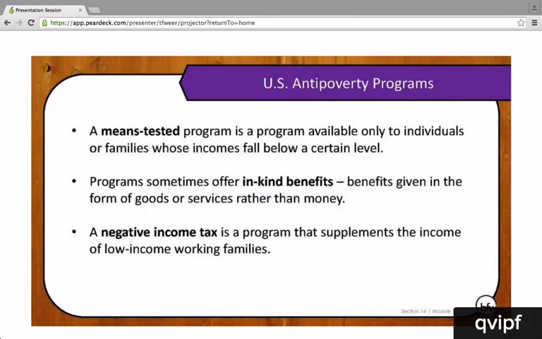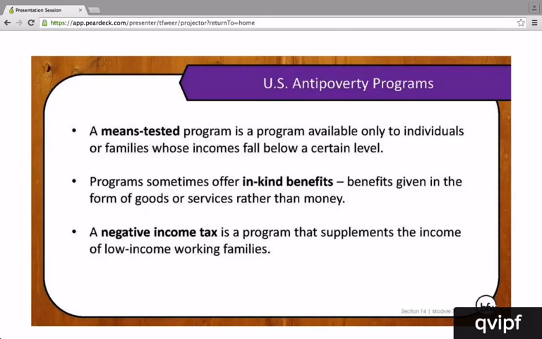In the United States, the high-profile welfare programs are Temporary Assistance for Needy Families, or TANF, food stamps, which is the SNAP program, the Supplemental Nutrition Assistance Program, and Medicaid, which is health insurance for people with lower incomes.